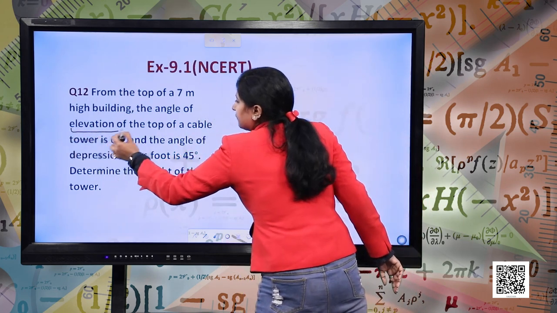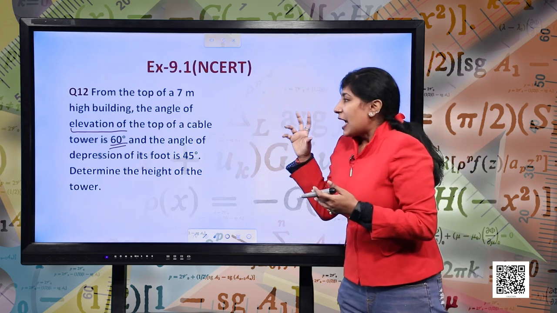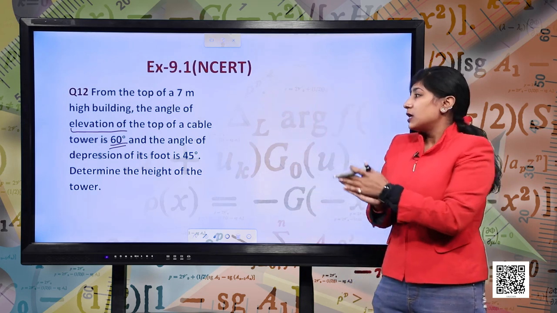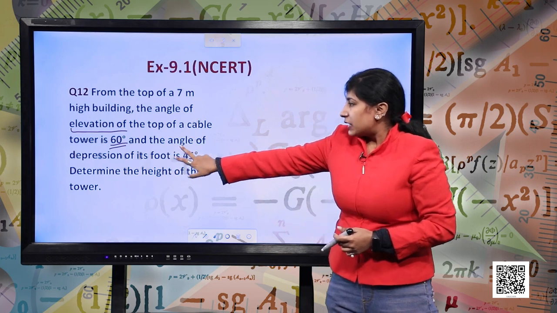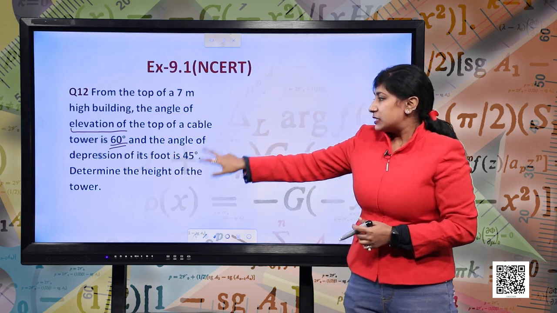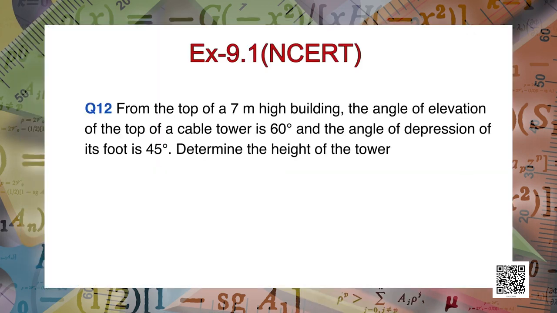you have been given angle of elevation. So while reading the question, we have to focus on the things which are given to us. So reading further, and the angle of depression of its foot is 45 degree. So angle of depression is also given. What we have to find is determine the height of the tower. So let us look at the figure now.